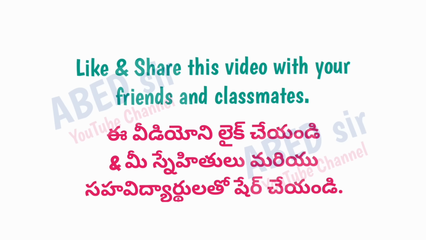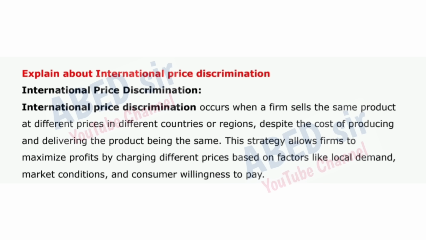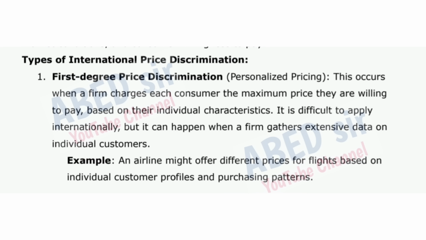Next important long question is explain about international price discrimination. International price discrimination. International price discrimination occurs when a firm sells the same product at different prices in different countries or regions, despite the cost of producing and delivering the product being the same. This strategy allows firms to maximize profits by charging different prices based on factors like local demand, market conditions, and consumer willingness to pay. Types of international price discrimination.